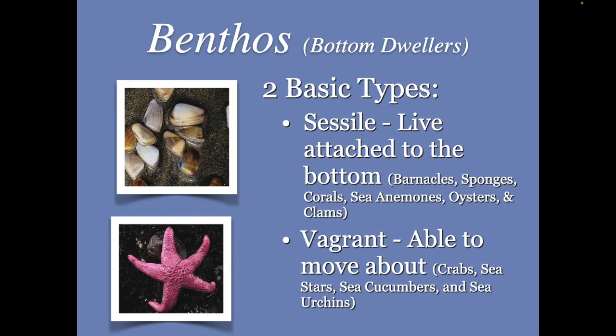We have two types of those. Those are the sessile benthos, which are going to be non-moving. Sessile means non-moving. These are usually attached to the bottom, such as your coral, your sea anemones, your clams, your oysters, or your sponges. Now, oysters and clams can move around a little bit, but primarily they're going to stay, maybe dig around, maybe move with their muscular foot, but primarily they're not going to be doing a lot of movement. Then you have your vagrant, which are your movers at the bottom.